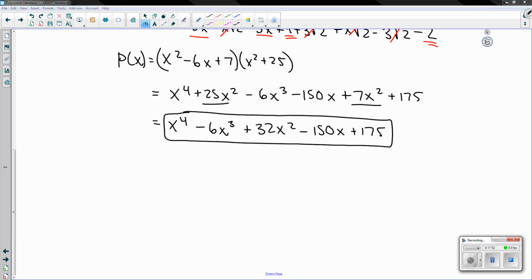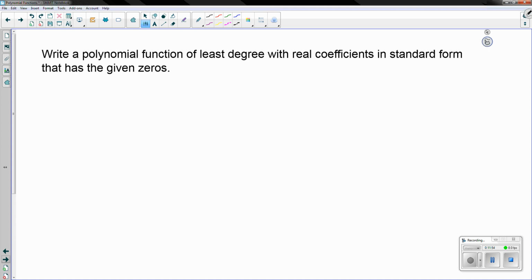Now for our final example, write a polynomial function of least degree with real coefficients in standard form that has the given zeros. So we're going to make up a couple here. Let's say that we have the given zeros x equals 2 and x equals negative 3, and say x equals 1. So if these are the only zeros given to you, don't fall into the trap of thinking that there's always going to be missing zeros.